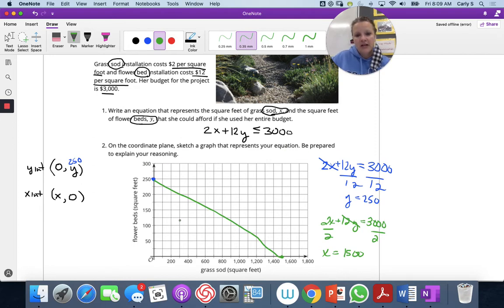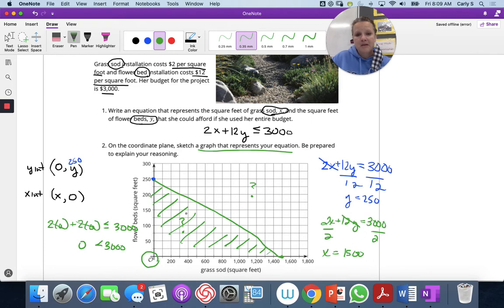I'm not sure if I should shade here or here. So I'm going to test a point. I wonder if 0, 0 makes this inequality true. So if I put 0 in for x plus 0 in for y, is it less than or equal to 3,000? Well, those all wipe out. 0 is less than 3,000. So I want to shade where that 0 is. So that right there is the solution. Okay, this is the graph that represents your equation. It's not an ordered pair, it's not just a line, it's a line that's either solid or dashed that has shading in it.